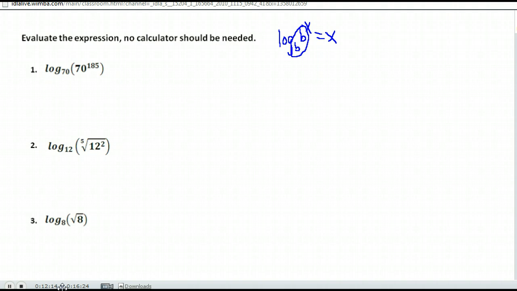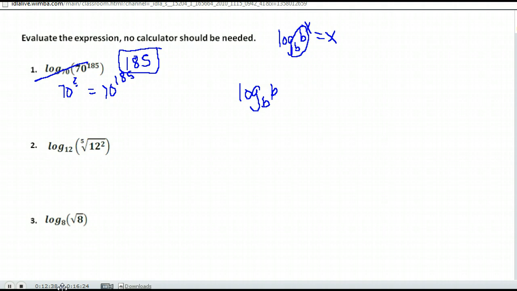So for this one, log base 70 of 70 to the 185th power, basically you're asking 70 to what power is equal to 70 to the 185th power. So you can see that it's just 185. So that's one of the basic properties of logarithms. Again, log base b of b to the x is just x.